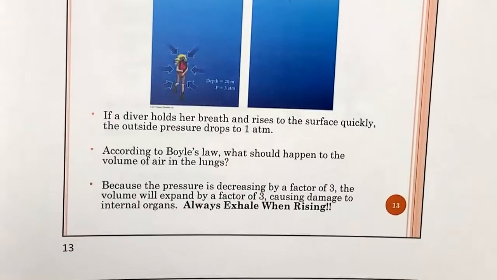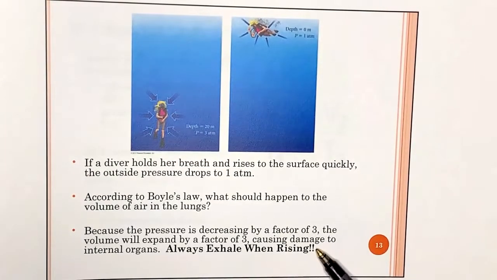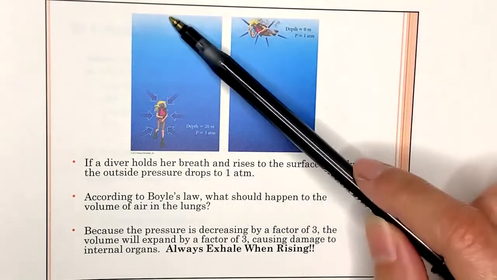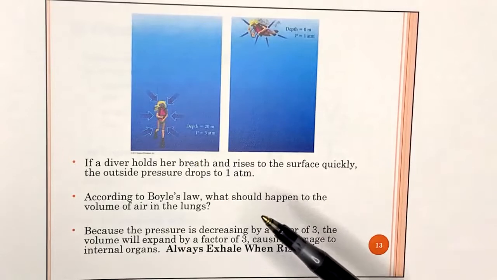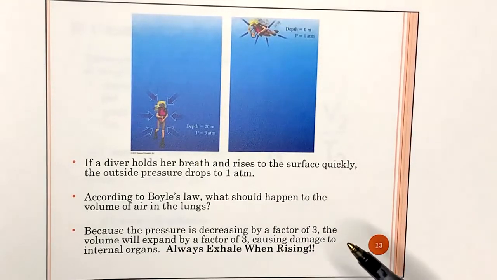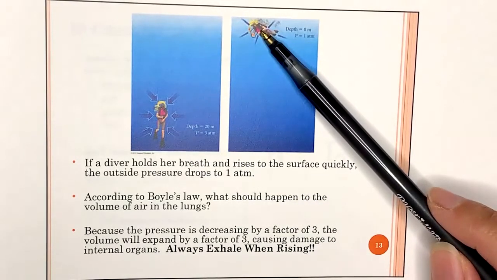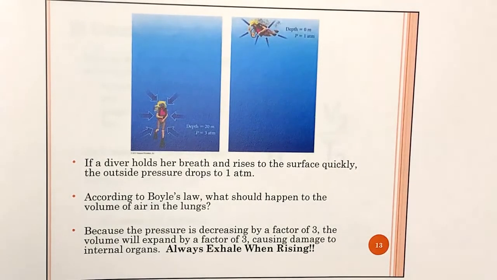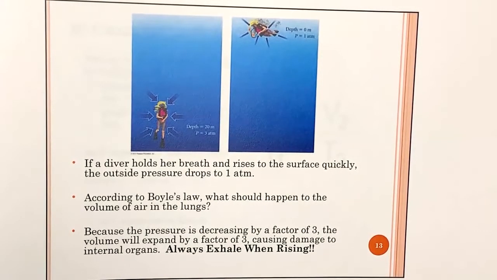Now, if you are trying to rise up to the surface, they always tell you to exhale when you're rising, because if you held your breath and you just went up really quickly, that air in your lungs is going to expand because pressure was high here, volume is small. When you go up there, pressure is lower, the volume is going to be bigger and it's going to expand your lungs, and that's not a good thing. You can cause damage that way. Okay, so that's one application of Boyle's law.